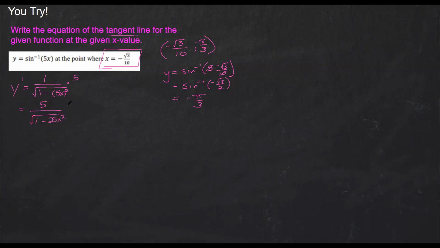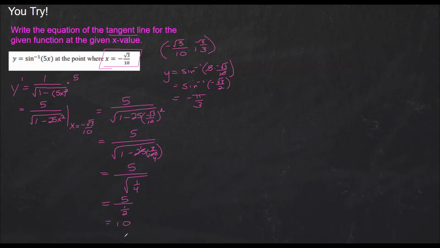And now I want to evaluate this when x equals negative root 3 over 10. That's going to equal 5 over the square root of 1 subtract 25 times negative root 3 over 10 all squared. So we get 5 over the square root of 1 subtract 25 multiplied by 3 over 100. We have a 1, we have a 4, so we have 1 subtract 3/4, which is just 5 over the square root of 1/4. Well, the square root of 1/4 is 1/2, so I have 5 divided by 1/2, which is the same as 10.